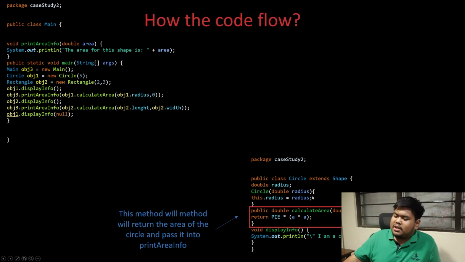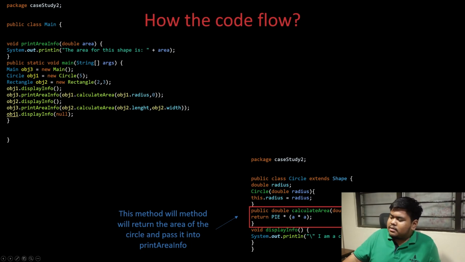So if you can see, this method will return the area of the circle and pass it into the print area info. So let's see what this method does. So, public double calculateArea. Public is because we are using the abstract method. Then double is the data type, calculateArea is the name, and here are the parameters, double A and double B.